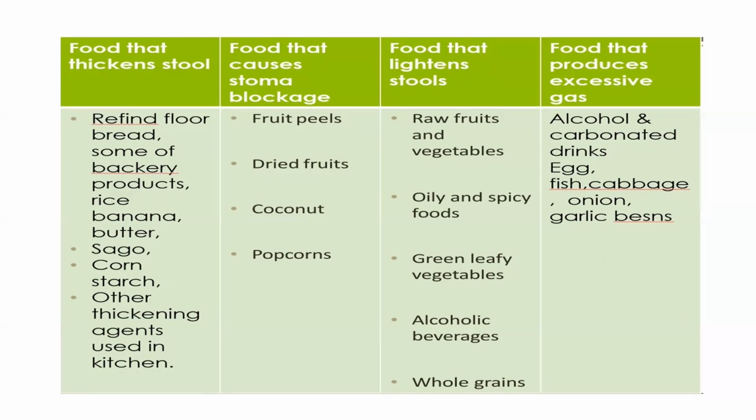Food that produces excessive gas or contains lots of alcohol: carbonated drinks, egg, fish, cabbage, onion, garlic, and green leafy vegetables. So these are the lists which need to be designed according to the stoma output and the remaining gut in short bowel.